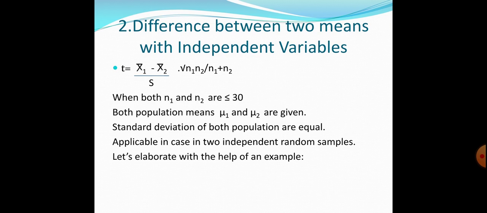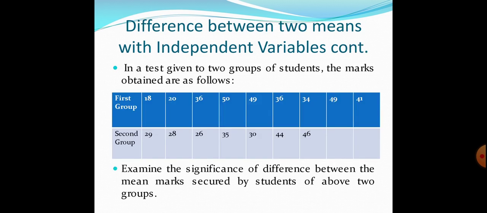Formula for the t-test is mean 1 minus mean 2, that is the mean of sample 1 minus mean of sample 2, divided by s, that is standard error or standard deviation, into square root of n1 n2 divided by n1 plus n2. Simply you have to memorize the formula and put all the values in it. Now here is an example. Let's elaborate it with the help of an example.